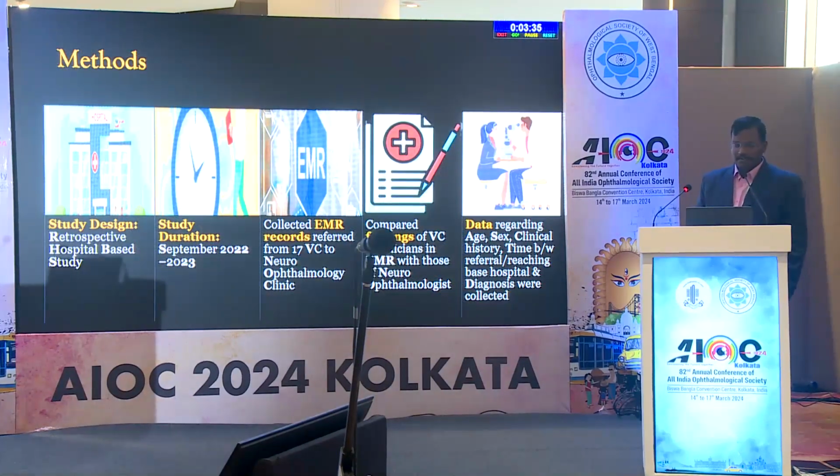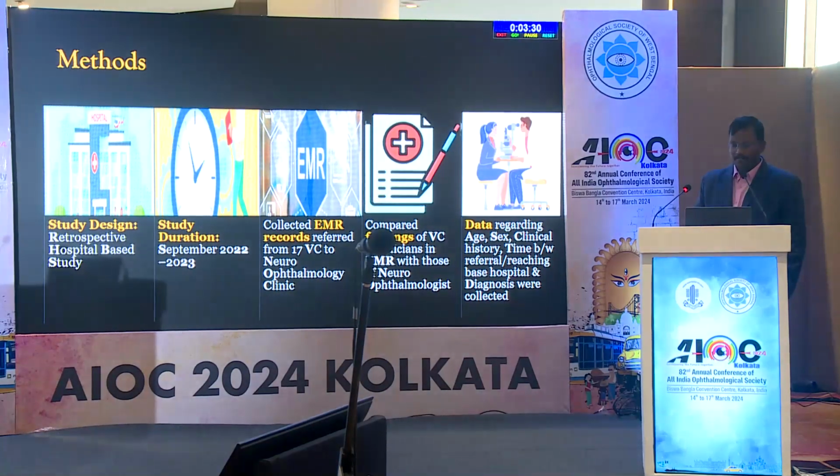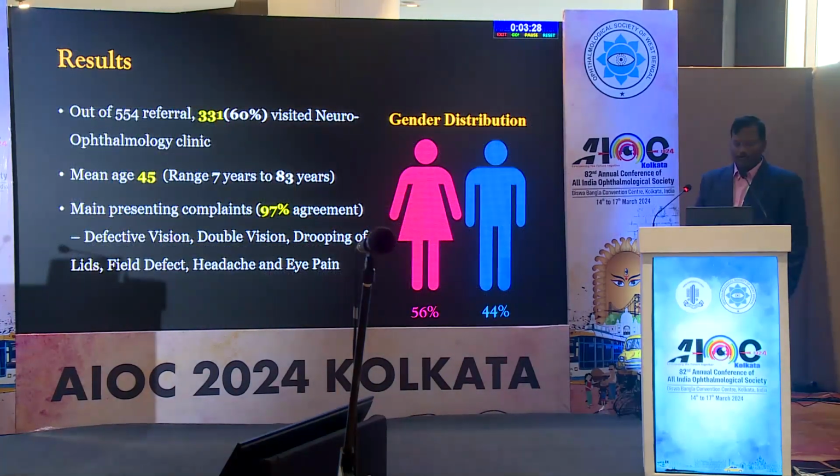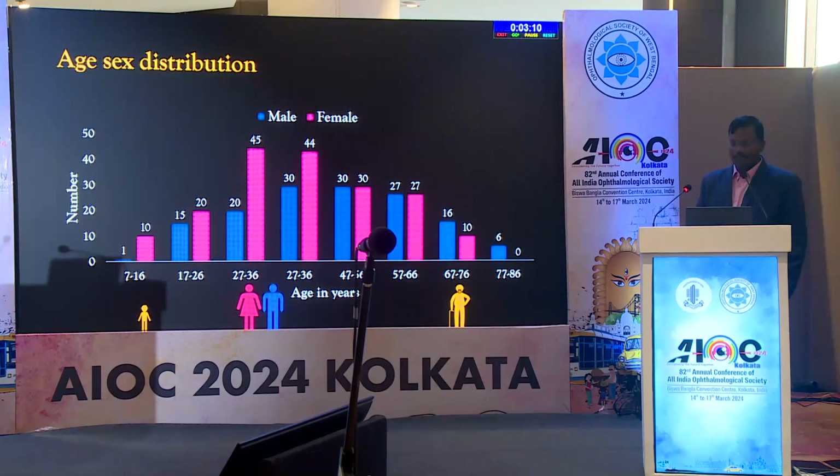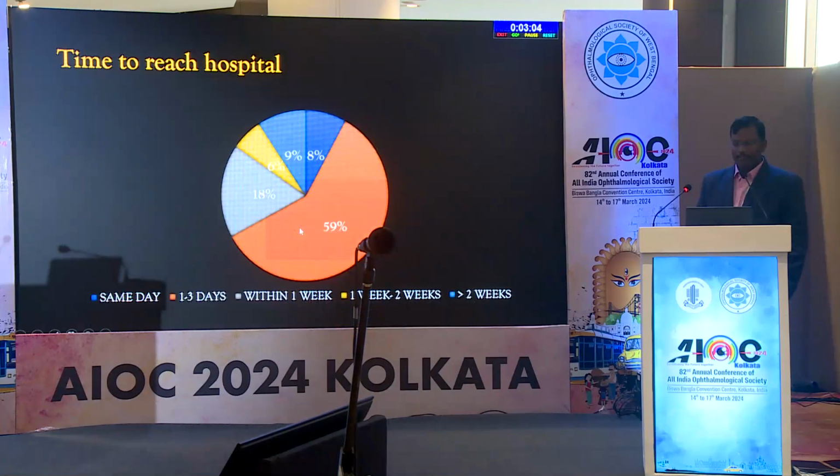So the study design is a retrospective hospital-based study of 1 year duration, and the relevant details were collected from the EMR record. Out of 554 referrals, 331 visited the neuro-ophthalmology clinic, and the mean age was 45 years. The most common complaint was defective vision, followed by double vision, drooping of lids, field defect, headache and eye pain. The majority were females, contributing about 56%, and most were in the middle age group. Regarding the average time to reach the base hospital, 59% reached it in less than 3 days.